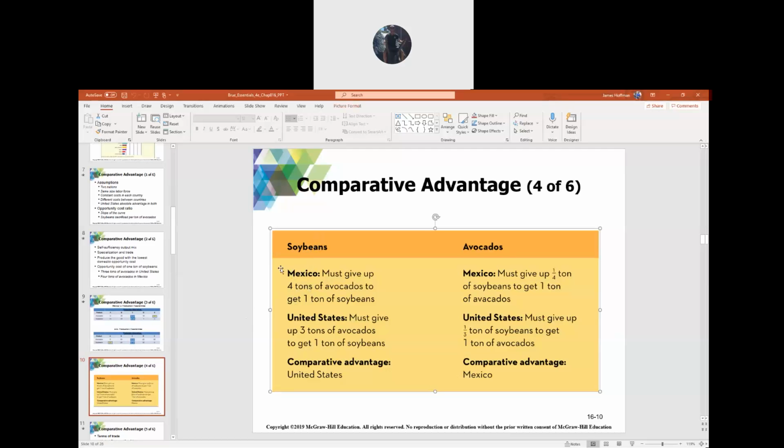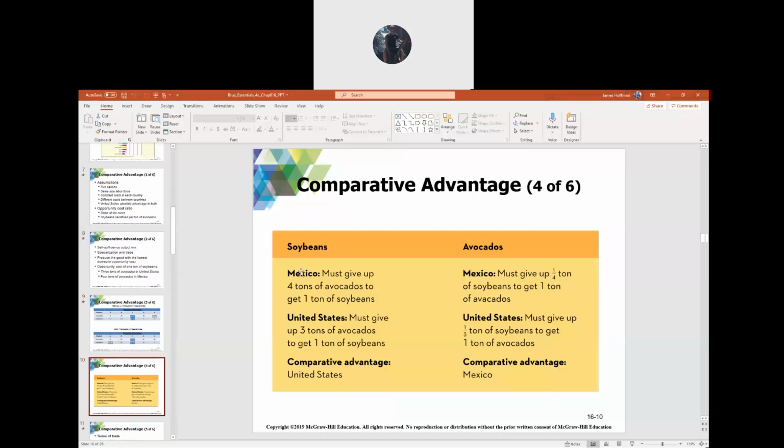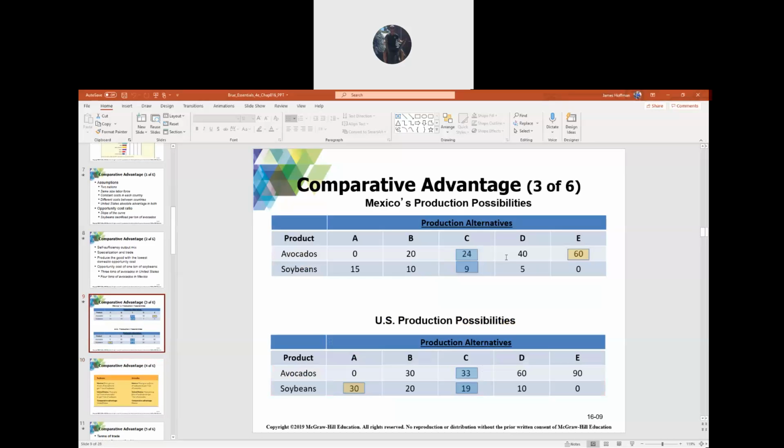So soybeans, here, if you kind of look at the chart, it's not one to one, but so every time Mexico produces 5 soybeans, they give up 20 avocados, right? Okay, and then every time the U.S. produces 10 soybeans, they give up 30 avocados. Okay, so if you convert that to just one to one, it's basically like we did in the example from chapter one. If you divide by 5 for this one, and divide by 10 for this one, you would get this.